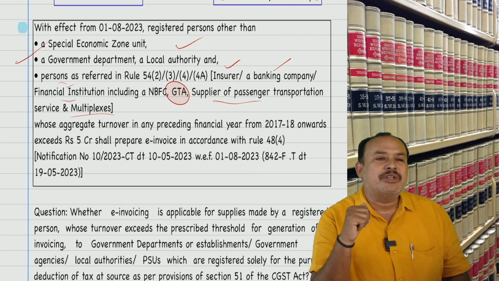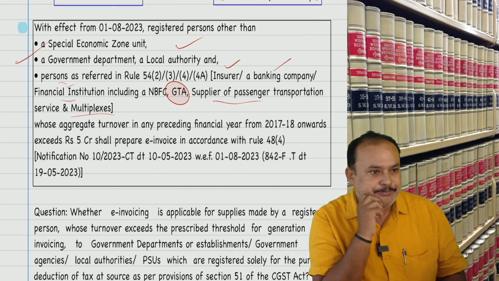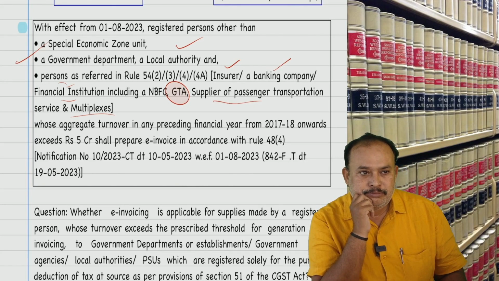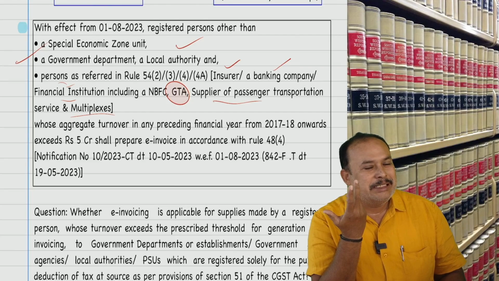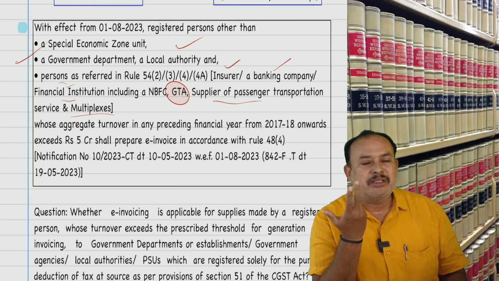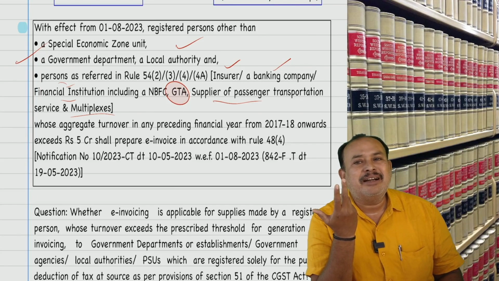If I ask you a doubt, Indian Railways aggregate turnover 5,000 crores, for example. E-Invoice mandatory? Why not mandatory? They are government. Excellent. Indian Postal Department turnover 1 lakh crores. E-Invoice not mandatory.